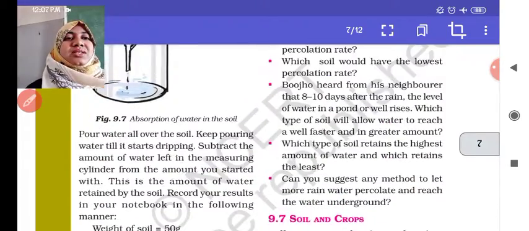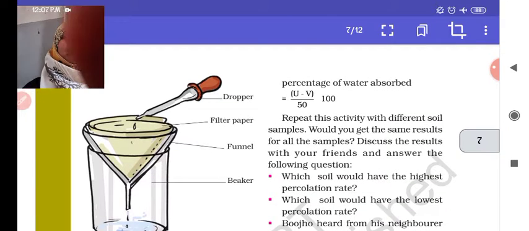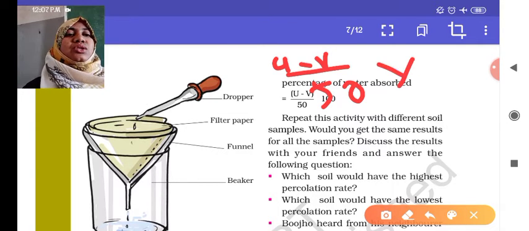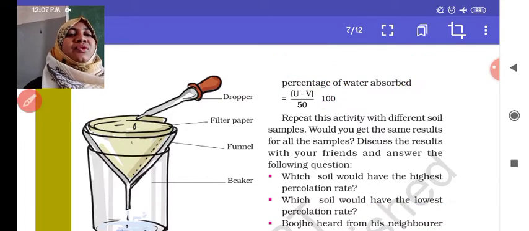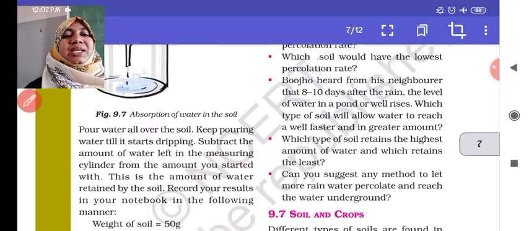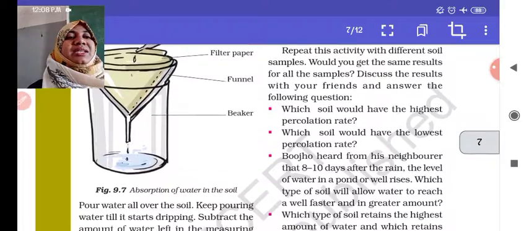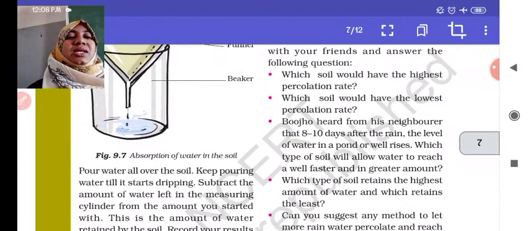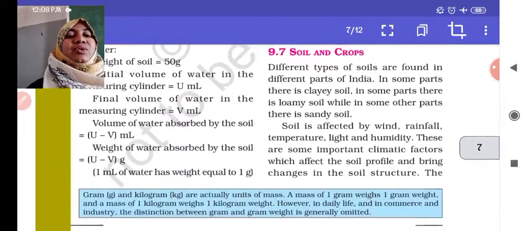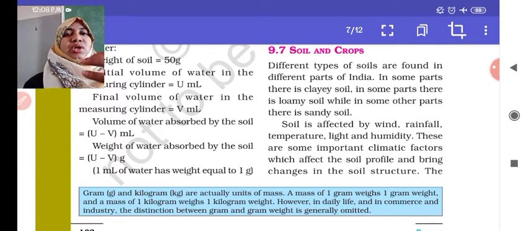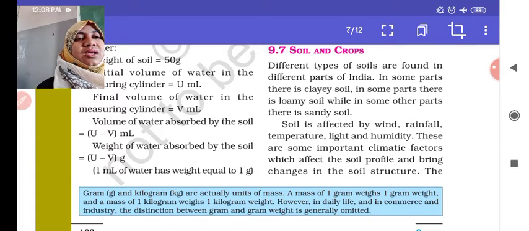Next concept: see here they have substituted the values. The formula they have created for the absorption of water is (U minus V) upon 50, into 100. What is this 50 here? 50 is the weight of the soil, and into 100 is to calculate the percentage. Next, repeat the activity with a different soil sample. Here they are asking you to do the activity using different soil samples, meaning red soil, black soil, clay soil, sandy soil, loamy soil. Why? Because the rate of absorption will be different. That is the reason they are asking.